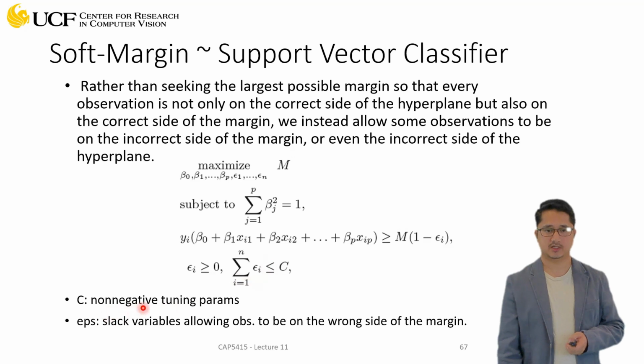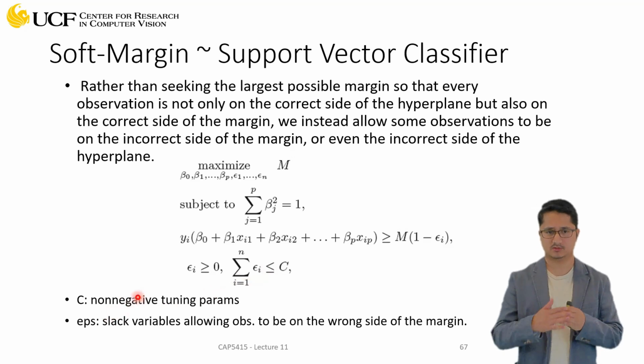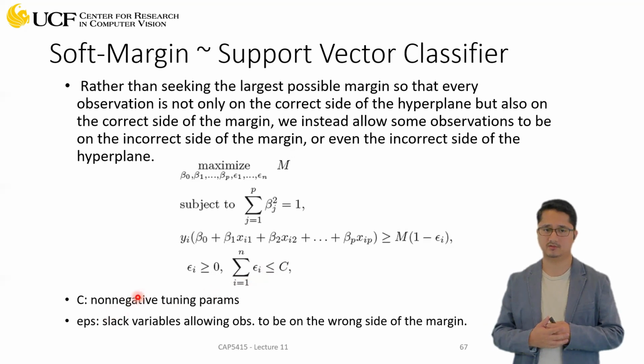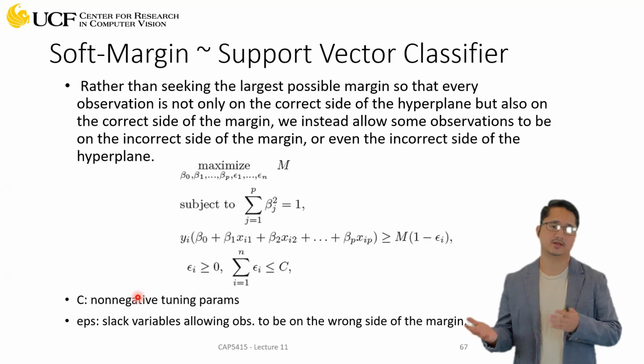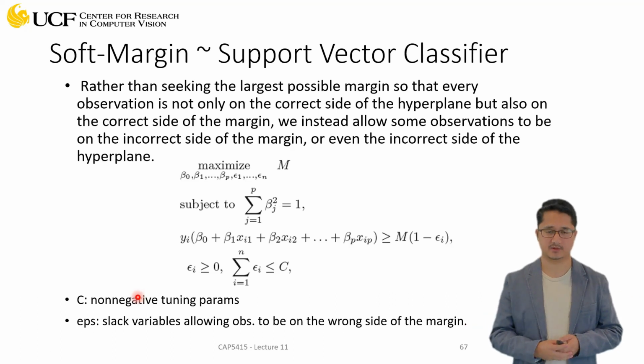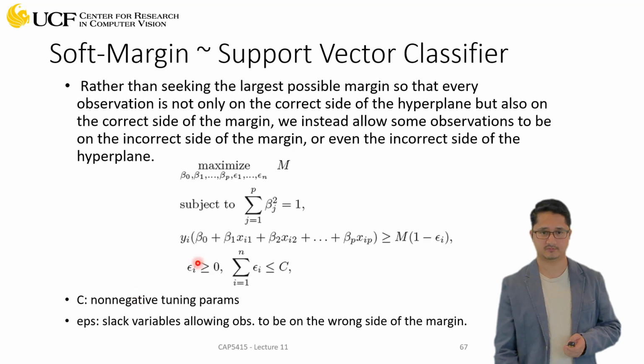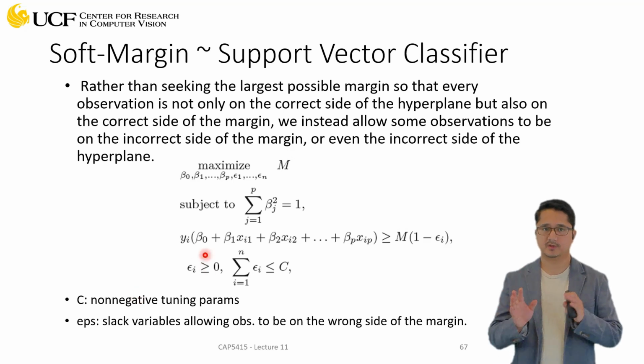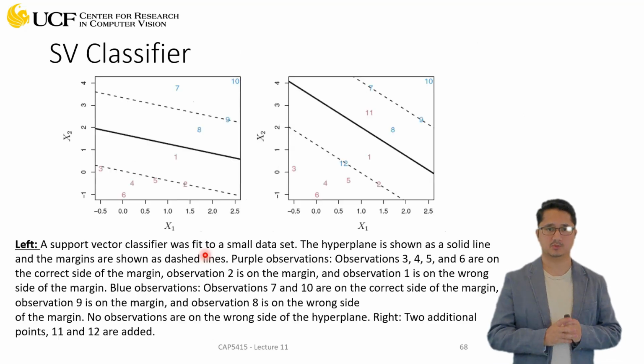So this is a non-negative tuning parameter. Of course, non-negative because you want some allowable positive error, right? If it's zero, then it's the same as your maximum margin classifier, because you're not allowing any error. All right, so that's the difference between maximum margin classifier and support vector classifier.